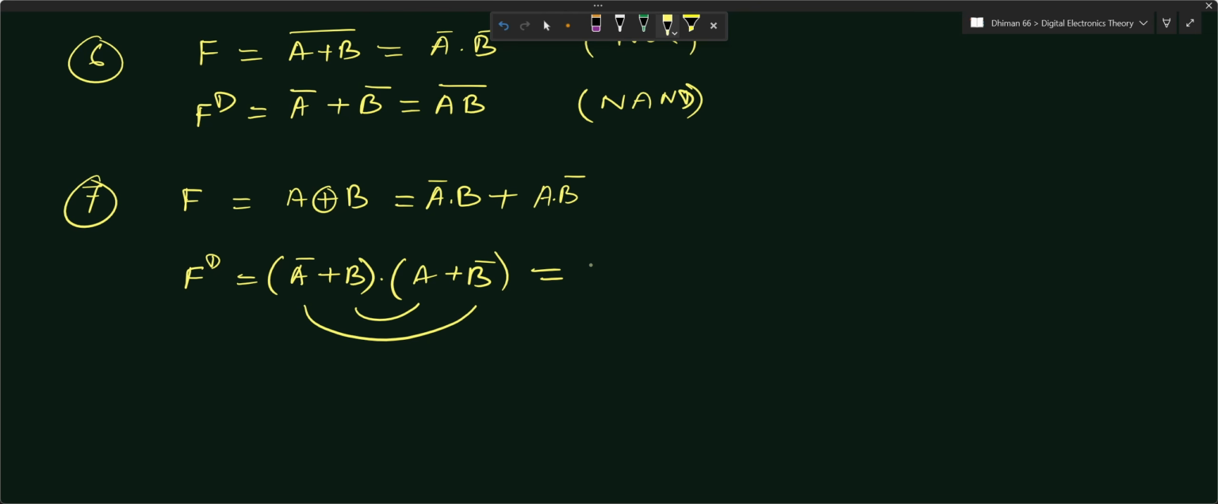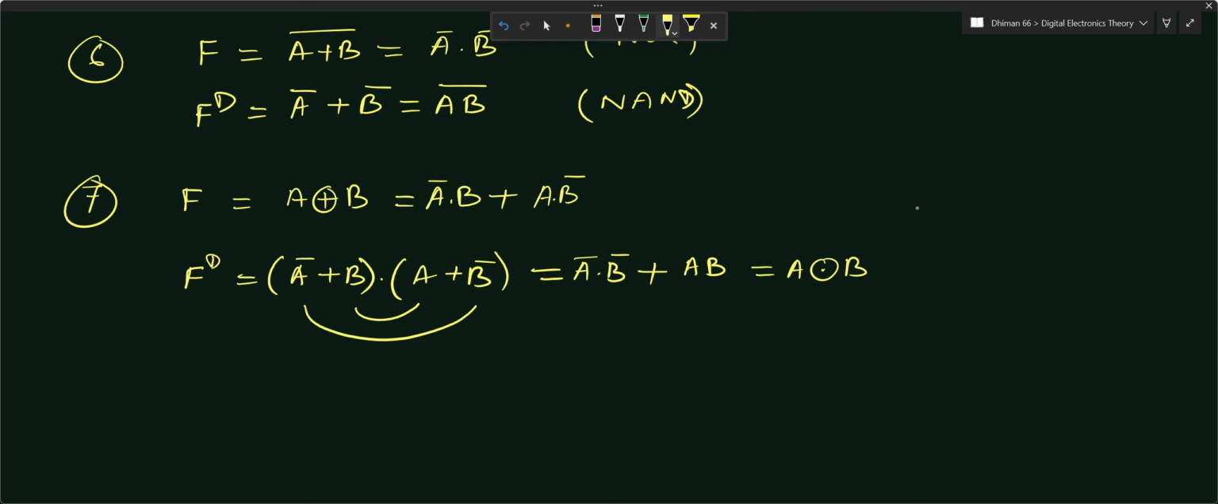So what we can write is A bar will be multiplied with this B bar. So A bar dot B bar, again this multiplication will be converted to an addition or OR operation. Then this nearby term B multiplied with A, so we can write A B. This is using the transposition theorem. So what is the expression here? A XNOR B, this is the expression for A XNOR B. So we can write the dual of the XOR operation is the XNOR operation.